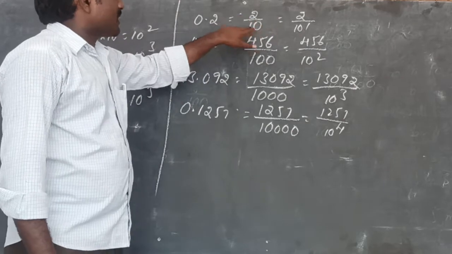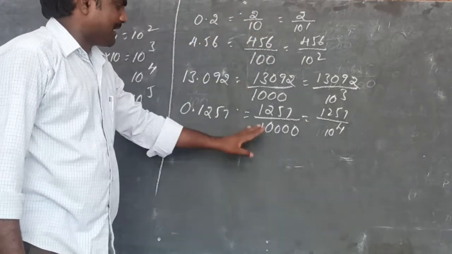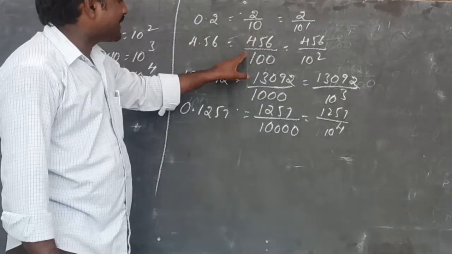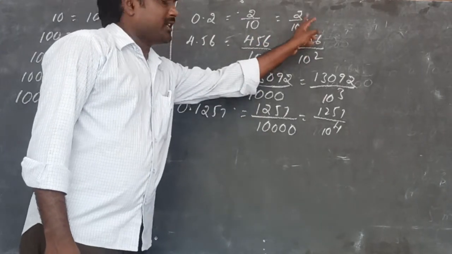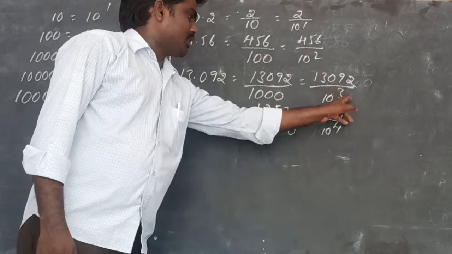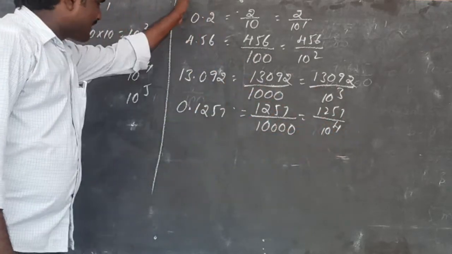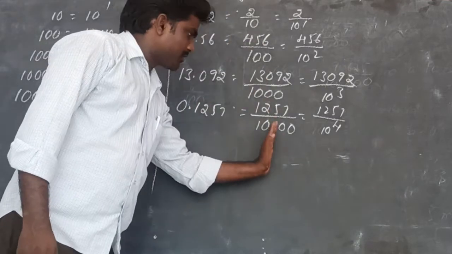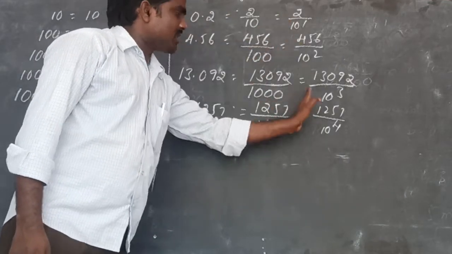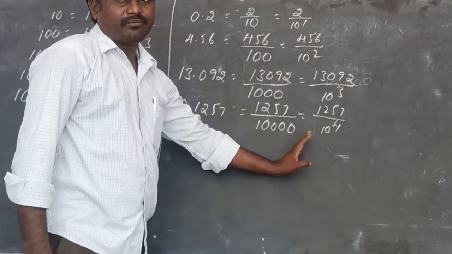Then the q is in the form of 10, 100, 1000, 10,000. So how can you write this 10, 100, 1000, 10,000? Power of 10. 10 power 1, 10 square, 10 cube, 10 power 4. So these are terminating decimals. The terminating decimals you can write in the form of p by q form, then the q is in the form of power of 10.